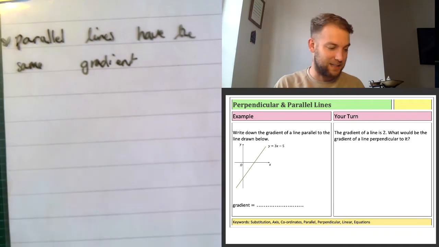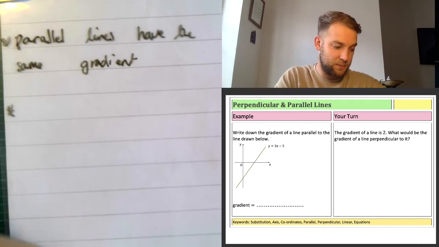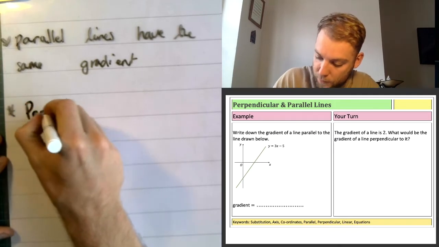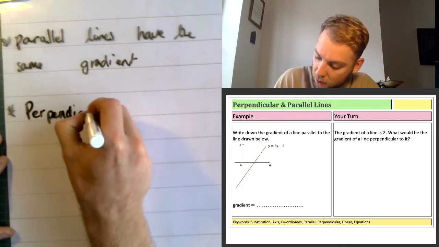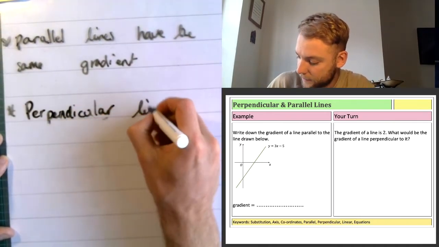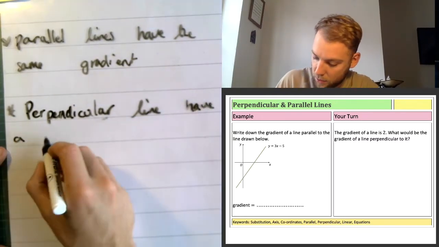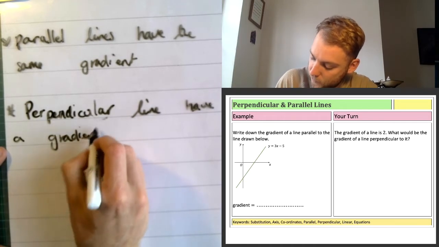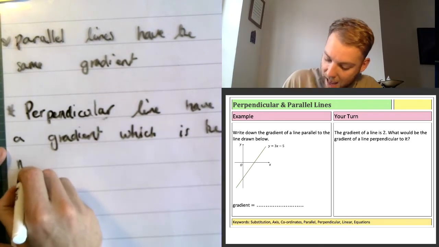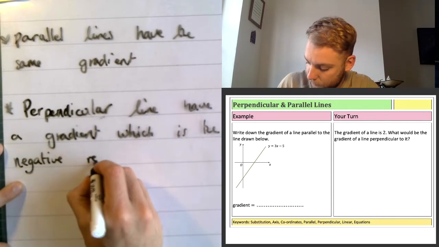Now, perpendicular lines is a little bit different, and this is the one which is a little bit harder. Perpendicular lines have a gradient which is called the negative reciprocal. Perpendicular lines have a gradient which is the negative reciprocal.